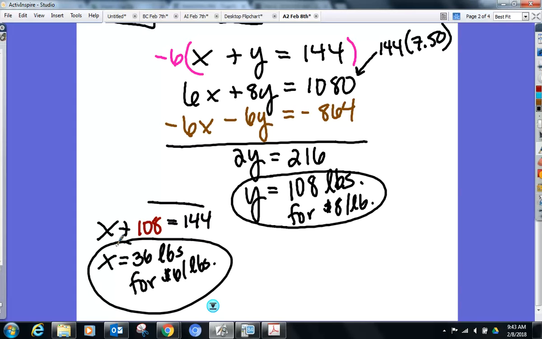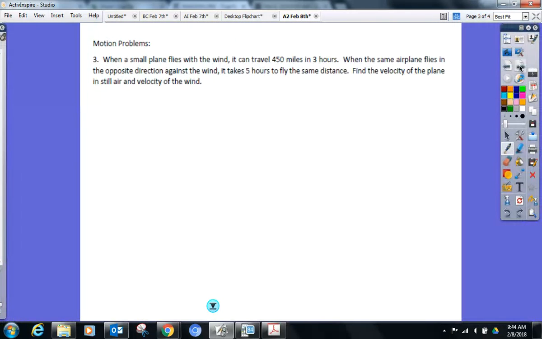All good. Mixture problems. No issues before we go to motion problems. We're on a plane, little wind speed. All right, here we go. How about this? Little small plane flies with the wind. It can travel in 3 hours. When the same plane flies in the opposite direction against the wind, it's going to take 5 hours to fly the same distance. Find the plane speed and the wind speed.